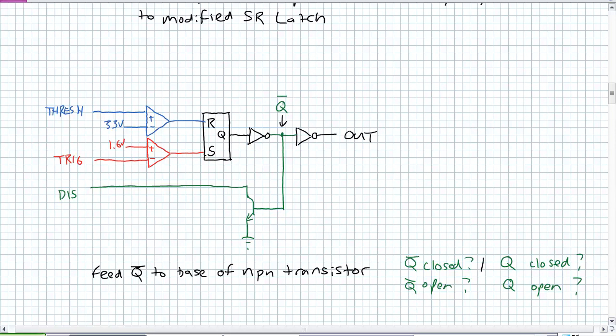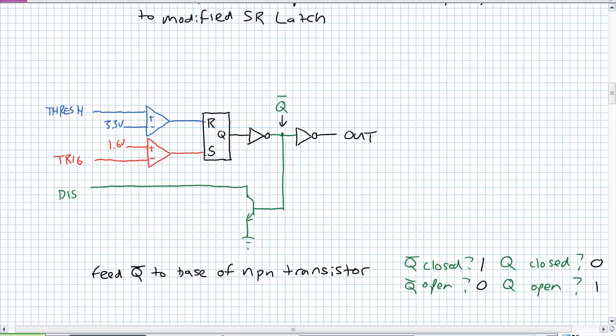Got it? What's the Q value when it's closed? Well, the opposite of not Q, 0. When is it open? Well, when that base is getting a 0, so not Q has to be a 0. What's the Q value when it's open? Well, Q is the opposite of not Q, so it's going to be a 1. I know there are double inverters there. It's kind of confusing. It just helps to walk through this.